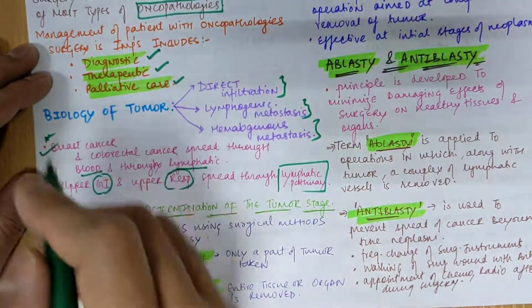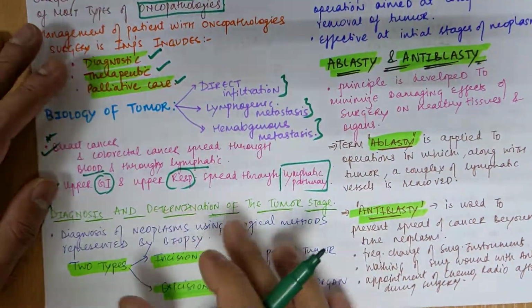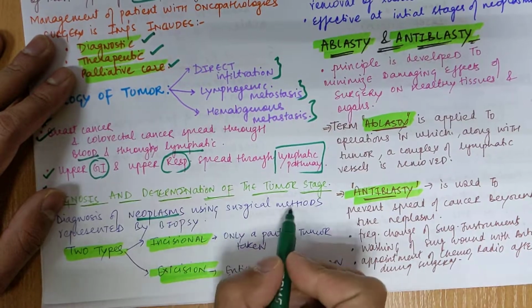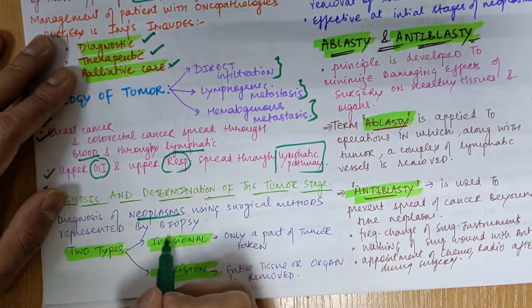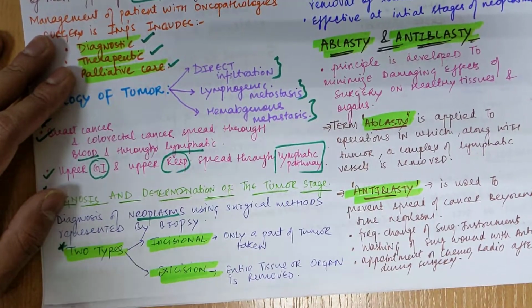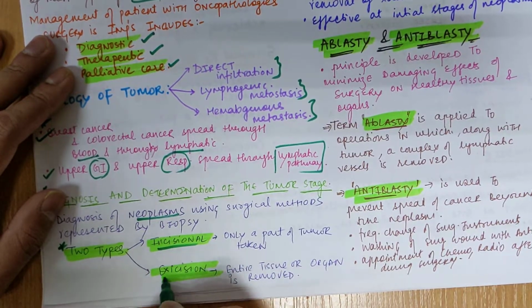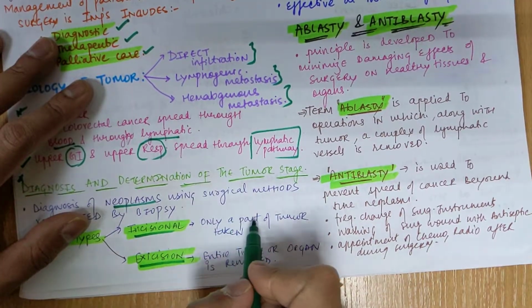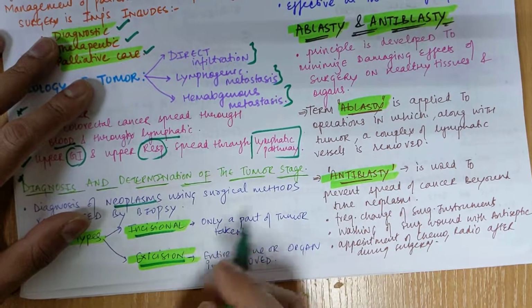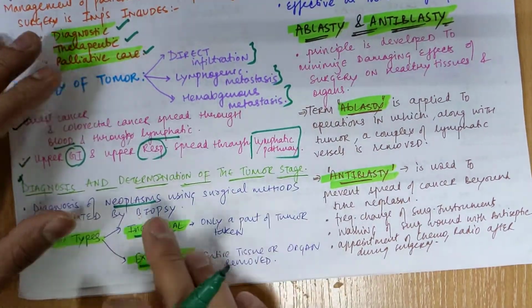Now what are the diagnosis and determination of the tumor stage? The first step we do for the diagnosis: diagnosis of neoplasms, of the cancers, uses surgical methods represented by biopsy. We have two types, incisional biopsy and excisional biopsy. Incisional means only a part of the tumor is taken, and excisional means the entire tissue or organ is removed.